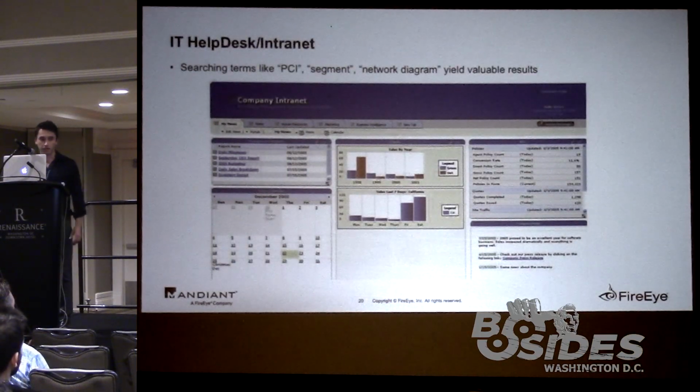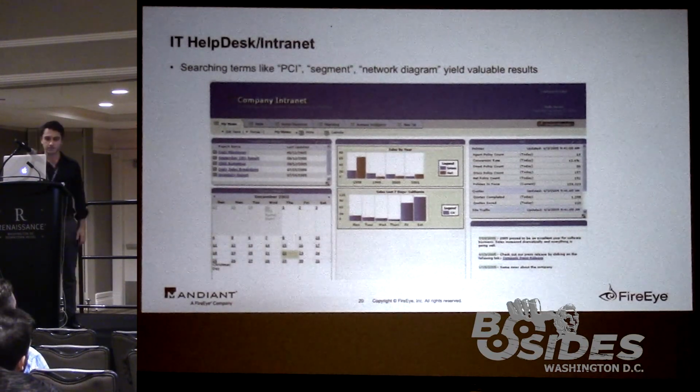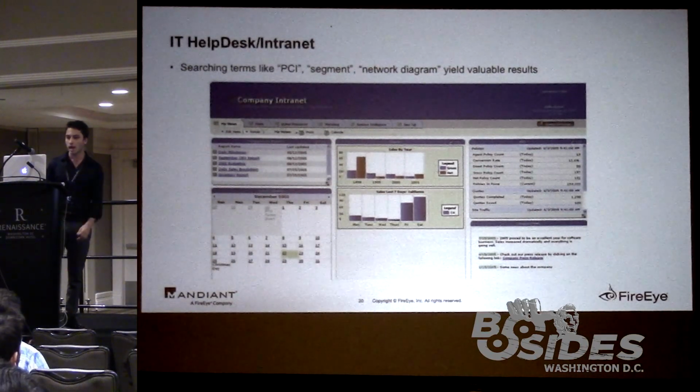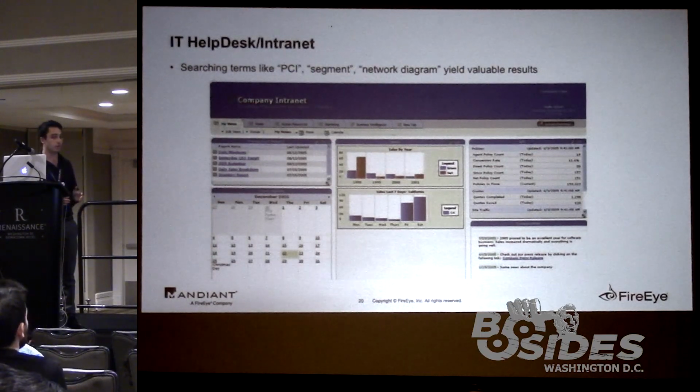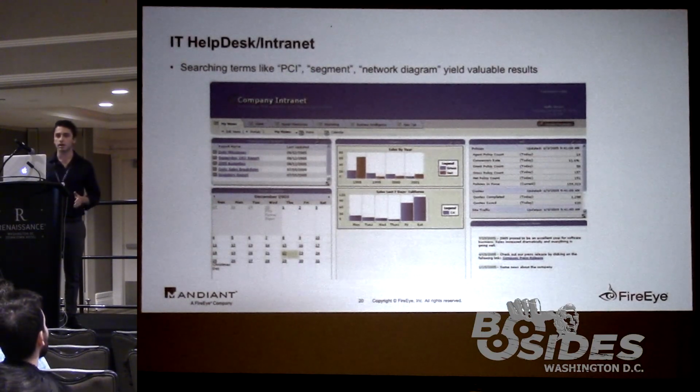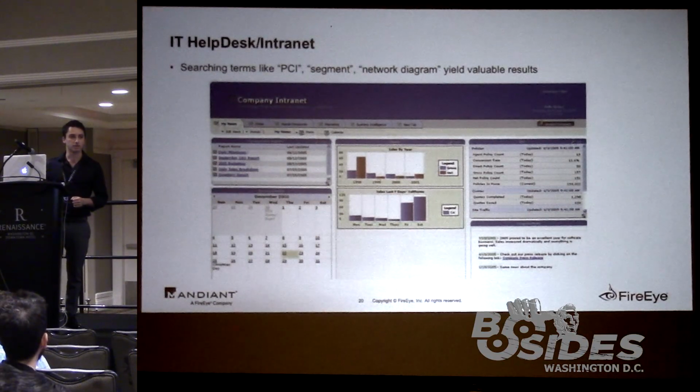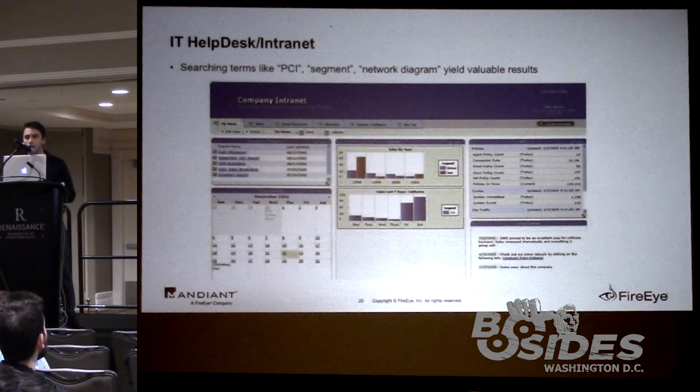Literally on every single one of my engagements, I have tried to search for keywords like PCI, network diagram on an intranet site like this. This is just an example. And I've gotten really good information every time. I type in PCI, I see where the PCI environment is. And this is often a goal we establish for ourselves as red teamers, trying to find the credit card information.